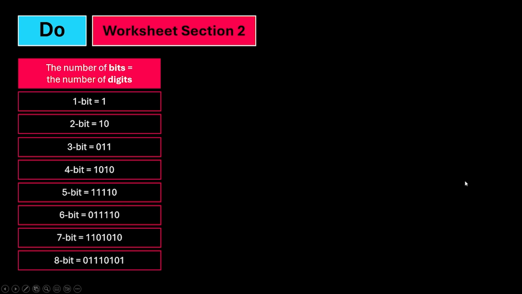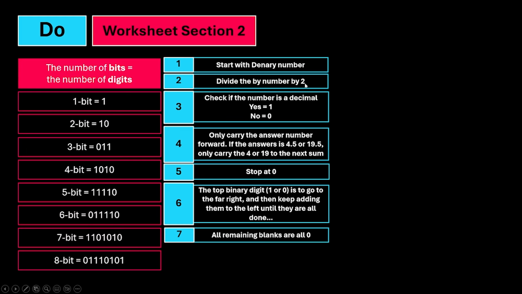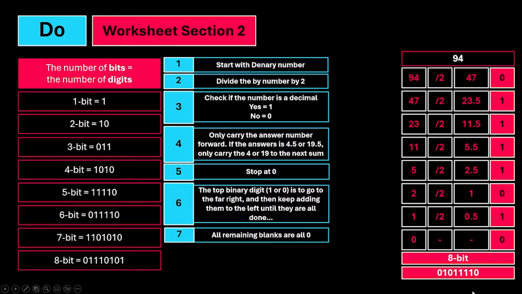So let's look at worksheet section 2. Here are some tips for that. First up, the number of bits equals the number of digits. I've done a little list here to show you how that works. We then have the steps involved to convert denary into binary, and I have an example of that here using one that only has 7 bits. From working out what is required for an 8-bit answer, we add the extra 0 on.